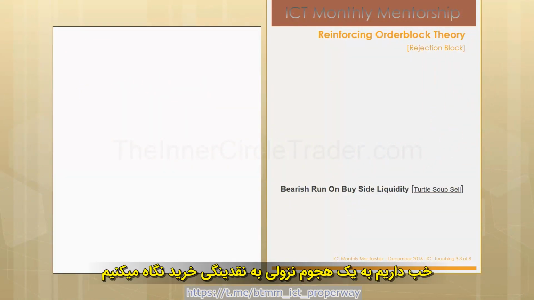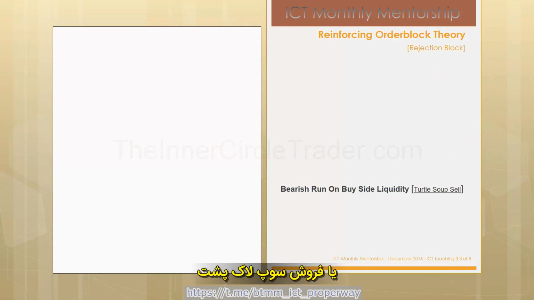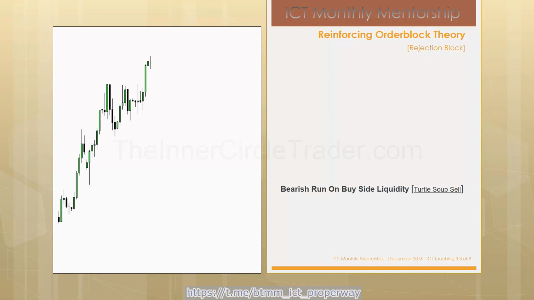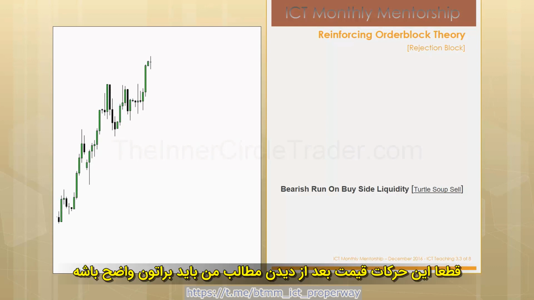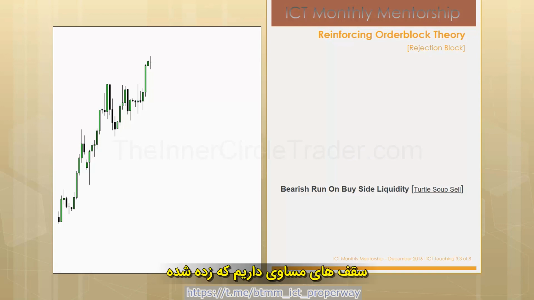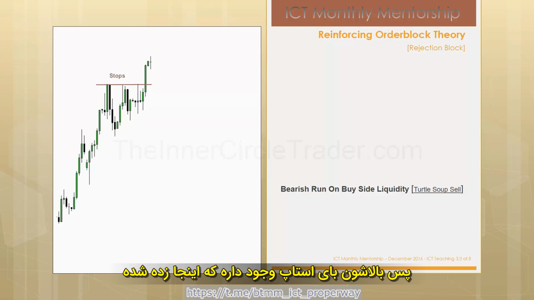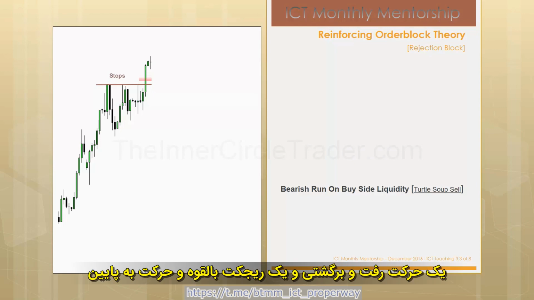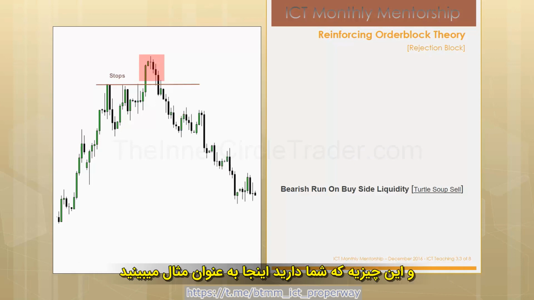Okay, we're going to look at a bearish run on buy side liquidity, or a turtle soup sell. Now, obviously, when you look at this price action here, it should be pretty obvious after studying my material. We have equal highs that have been run out. So there are buy stops above those equal highs and they have been run out here. We would reasonably expect to see what form? A sweep through and a potential rejection and trade lower. And that's what you would see here as an example.